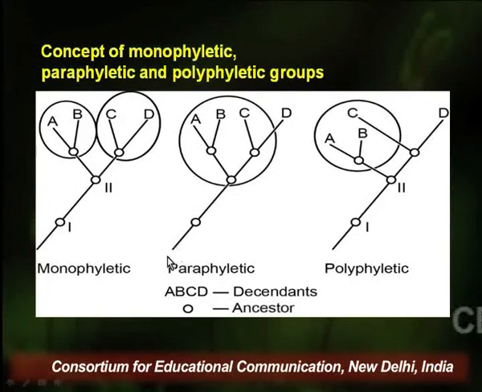If we talk of paraphyletic, we can see A, B, C taxa are monophyletic for the ancestor 1, but D, although it belongs to the same lineage, is out of the group. It has some features which are not common with A, B, C. So, such groups which have a most recent common ancestor, but still are out of the group, are known as paraphyletic. In polyphyletic, you can see B and C are polyphyletic because their most recent common ancestor is different. It is not common. So, such lines are known as polyphyletic.